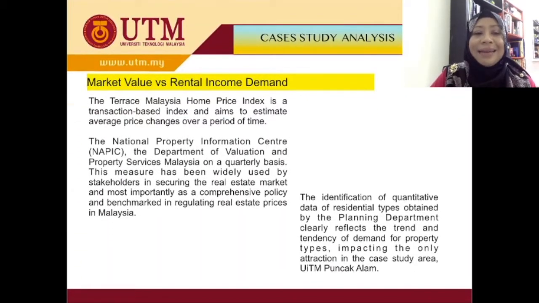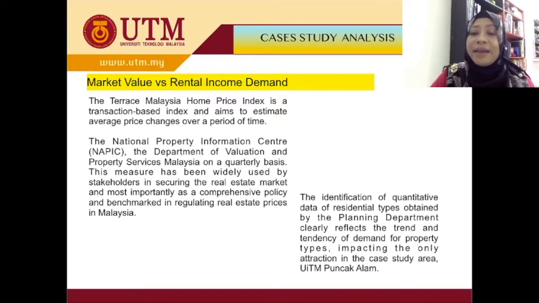My case study analysis uses the Terrace Malaysia Home Price Index for the transaction base from the National Property Information Centre, we call it NAPIC, and the Department of Valuation and Property Services Malaysia on a quarterly basis. These measures have been widely used by stakeholders to secure the real estate market and, most importantly, as a comprehensive policy and benchmark in regulating real estate prices in Malaysia.